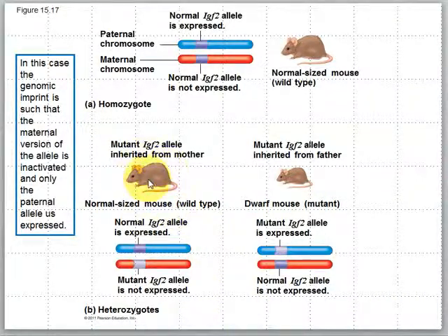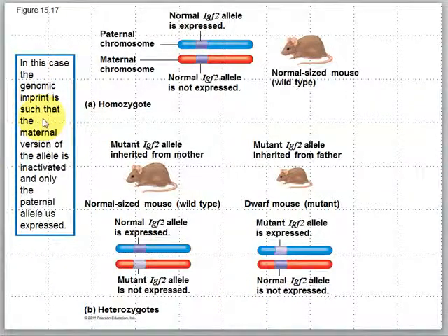What you see is where the mouse received the mutant allele from the mother, that's not seen. The normal is what you see. The normal is expressed. Over here, what you see is the mutant was received from the father, and that's what shows up. Well, why would that be the case? Because this mouse also has the normal from the mother, and you would think that would be dominant and it would overtake the recessive mutant allele. Well, that's part of this genomic imprinting.